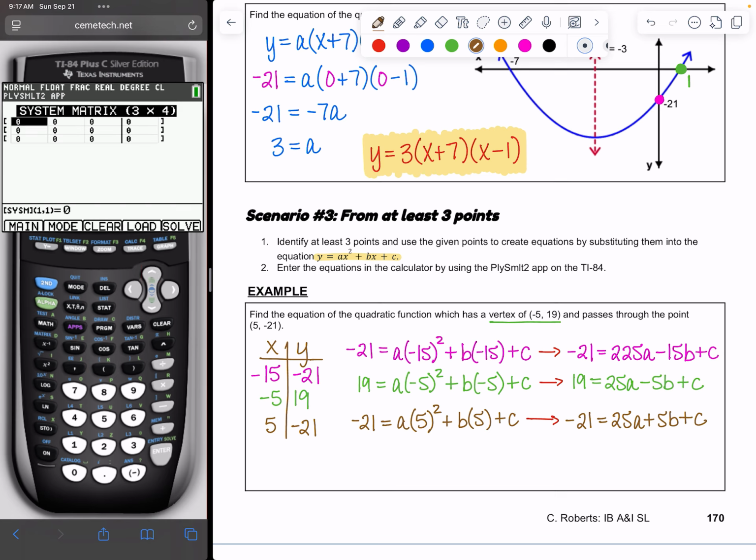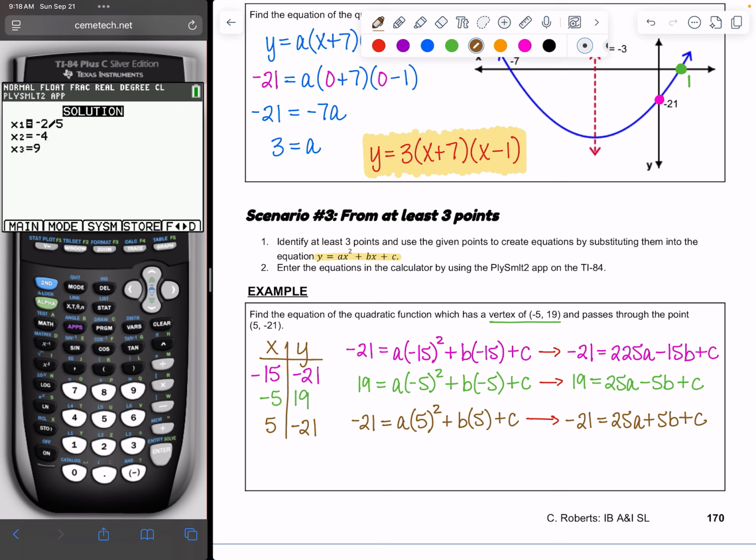So when I put them in for the pink equation, I'm going to have 225, negative 15, 1, and negative 21. For the green equation, I'm going to have 25, negative 5, 1, and 19. And for the brown equation, I will have 25, positive 5, positive 1, and negative 21. So now that I have that entered in, I'm going to press solve.